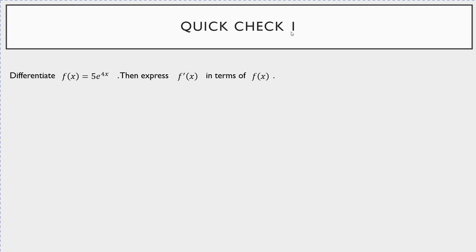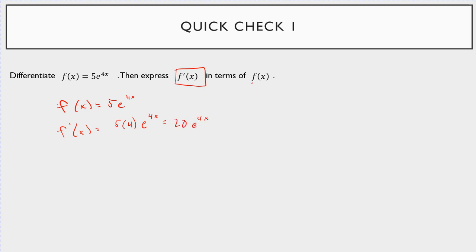So I've got this function f of x equal to 5 times e to the 4x. It says then express the derivative. Okay, so let's find the derivative first, f prime of x. Well, 5 is the constant, bring down the 4, e to the 4x. Just the chain rule here. So this is equal to 20 e to the 4x.